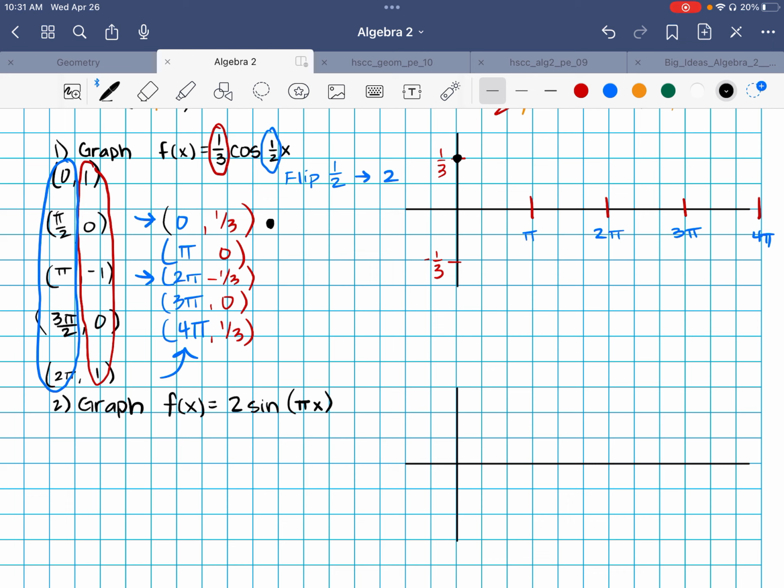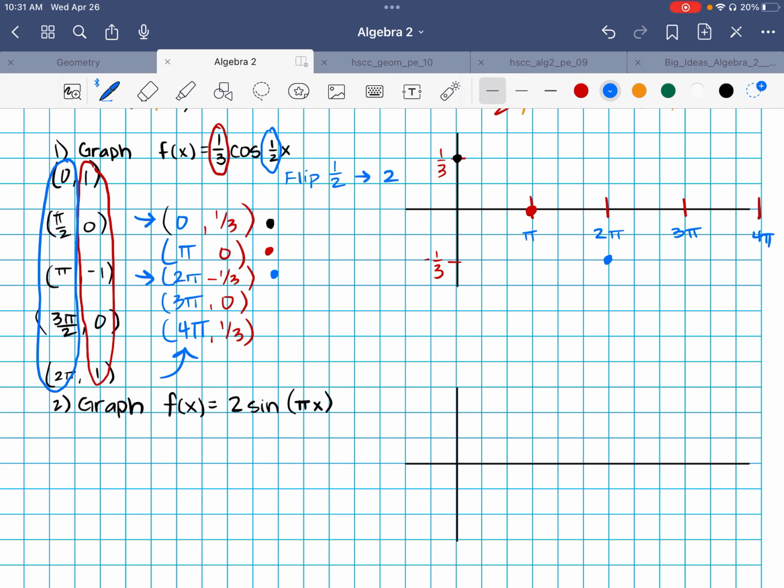Our cosine function always starts at its maximum, at its apex. Then it's going to go to pi, 0. So I'll go over to pi and stay at 0. So I'll put a point right there. Next, we're going to go to 2 pi, -1/3. So we're going to go to 2 pi and then down to -1/3. That's going to give us our third point right there.